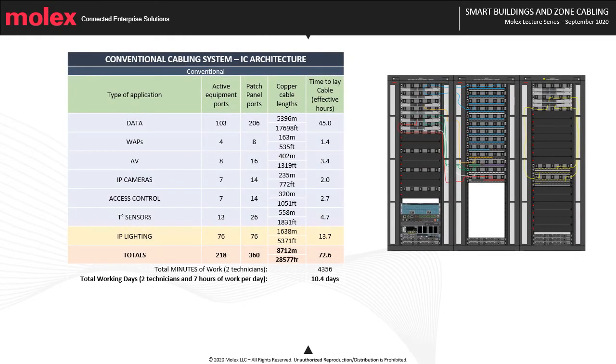This table is a summary of our conventional cabling system design, where you can see we have a total of 218 active equipment ports, 360 patch panel ports, and we would need a little bit more than 72 effective hours of work for 2 technicians, which is 10.4 days. For this comparison, we will just consider the installation of the cable itself, not the termination of the patch panels, the work area outlets or the MPTL plug, because there would be no variations between a conventional cabling and a zone cabling, obviously.